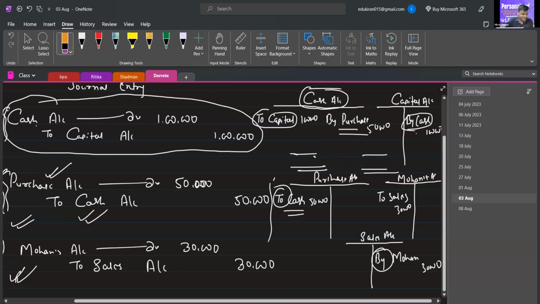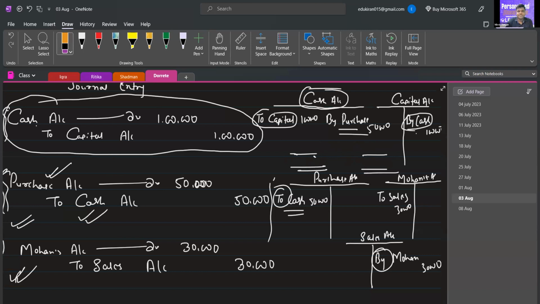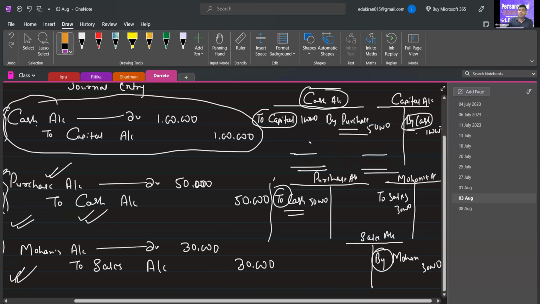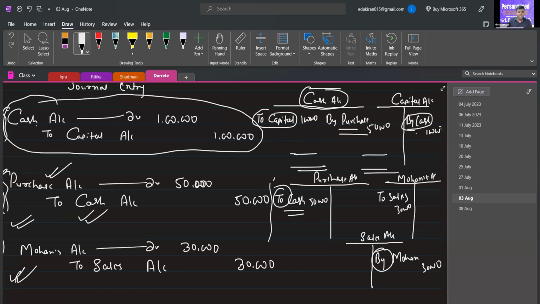Yes, sir. Capital of 1 lakh is there. That is the higher one, so we are going to write that in both. If we total both sides, debit and credit separately, 1 lakh is on the debit side and 50,000 on the credit side. The highest total is 1 lakh, so it will be written in both side totals.